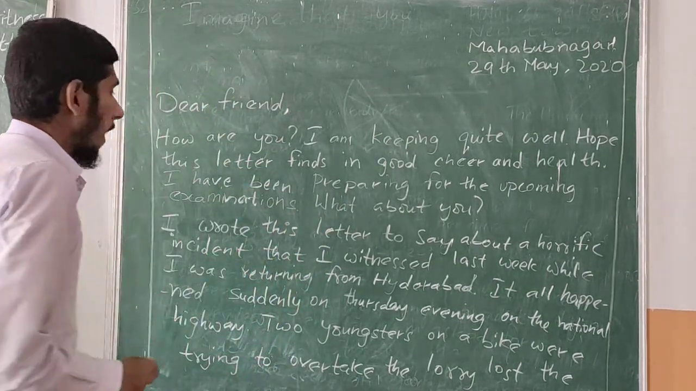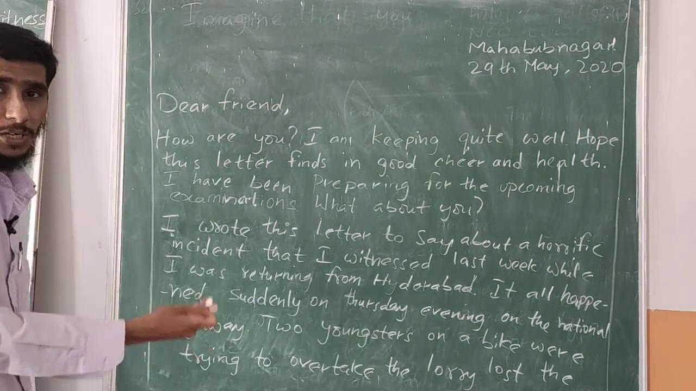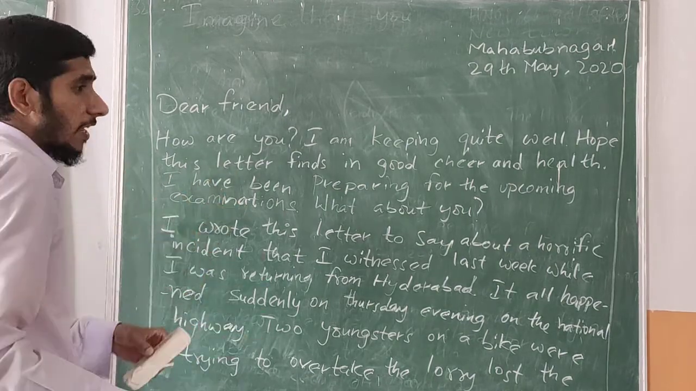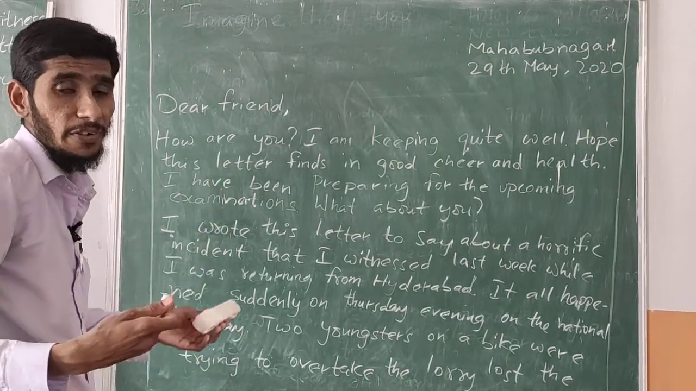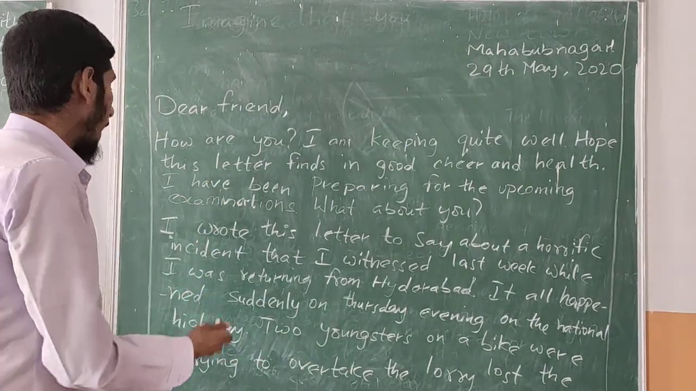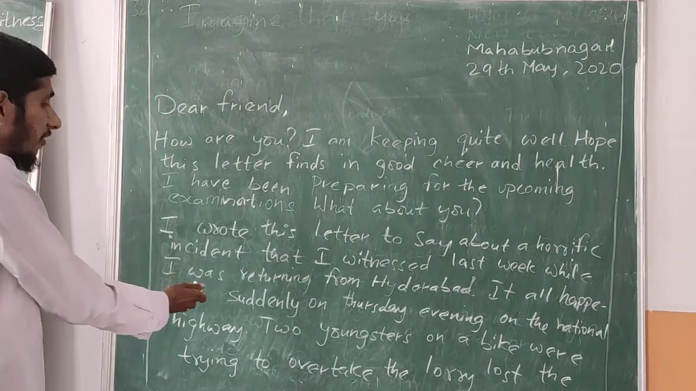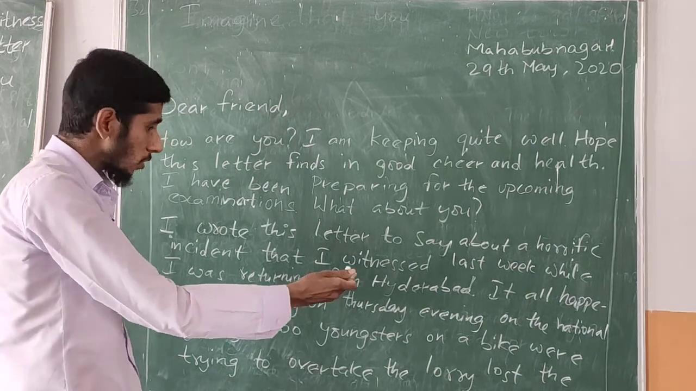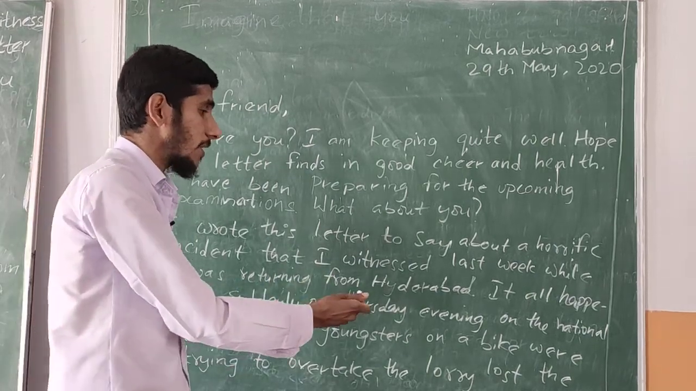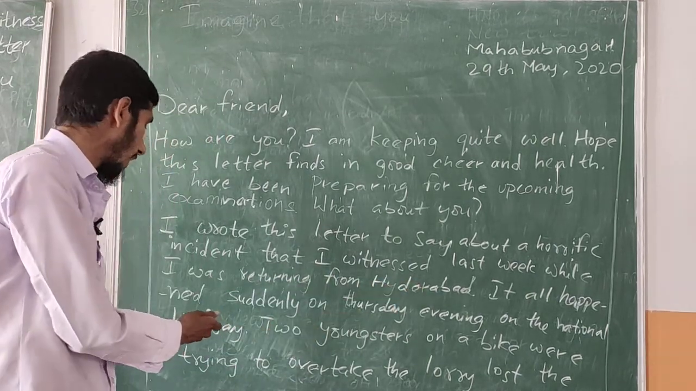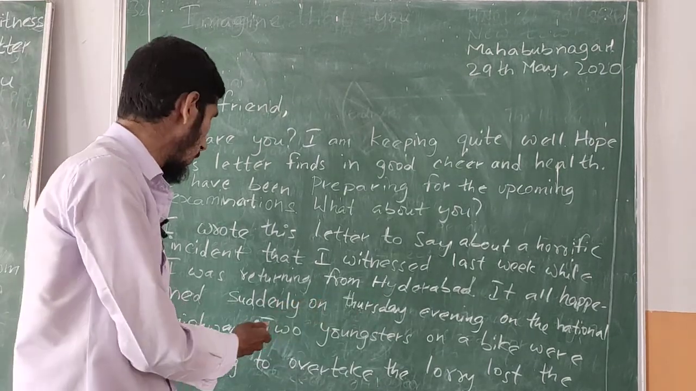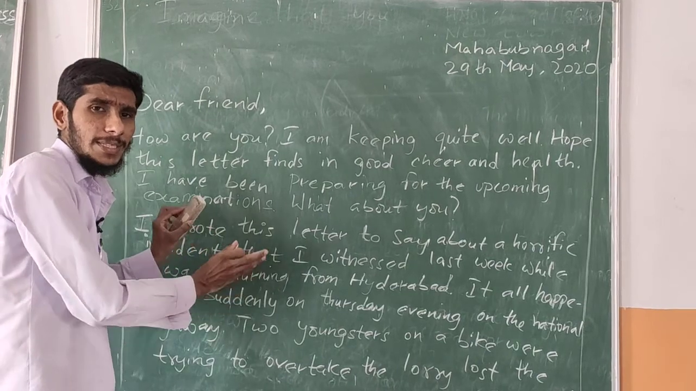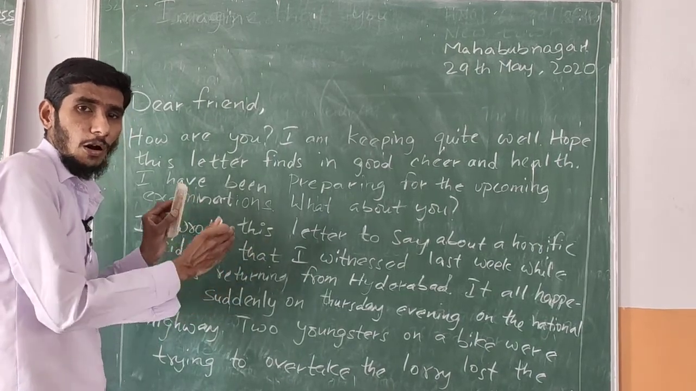And then next, I write this letter, coming on to the explanation about the question, connecting this part to the question. In the question, we have to write about a horrific incident that we witnessed. So let us write: I am writing this letter to tell you about a horrific incident that I witnessed last week while I was returning from Hyderabad. It all happened suddenly on Thursday evening on the National Highway. Two youngsters on a bike were trying to overtake the lorry. This is just an example of an informal letter.